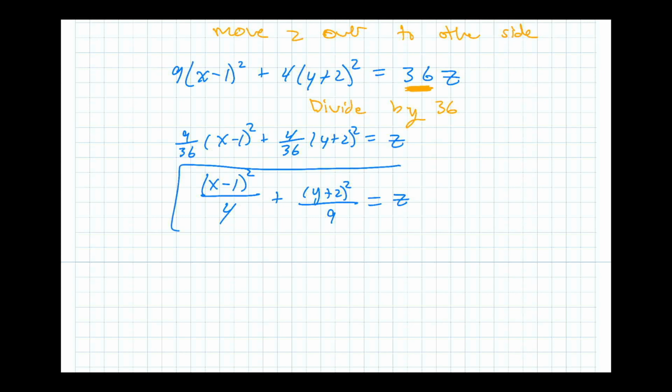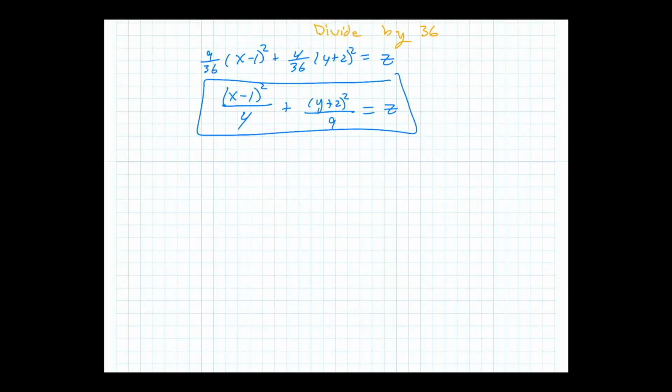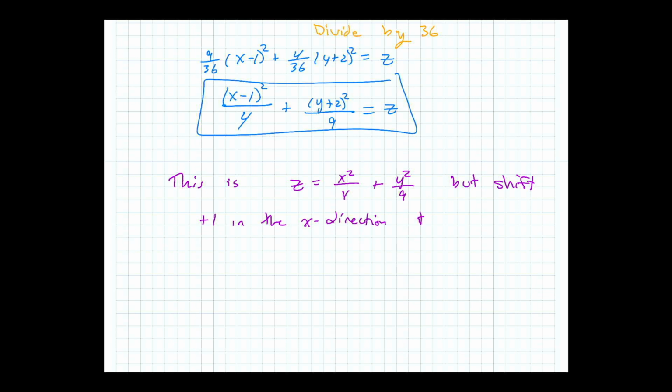Okay, so we do this. And what you need to realize about that is that this is basically z equals x squared over 4 plus y squared over 9. But the minus 1 here and the plus 2 here are shifts in the x direction and the y direction. Shifts of plus 1 in the x direction and minus 2 in the y direction. Just like when you learn transformations when you graph functions in 2D. So this is just this, but shifted plus 1 in the x direction and minus 2 in the y direction.